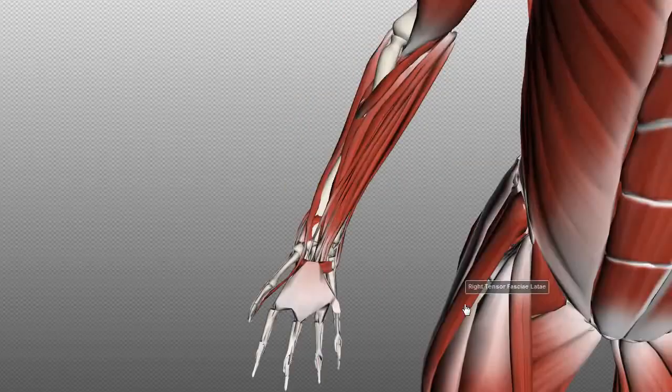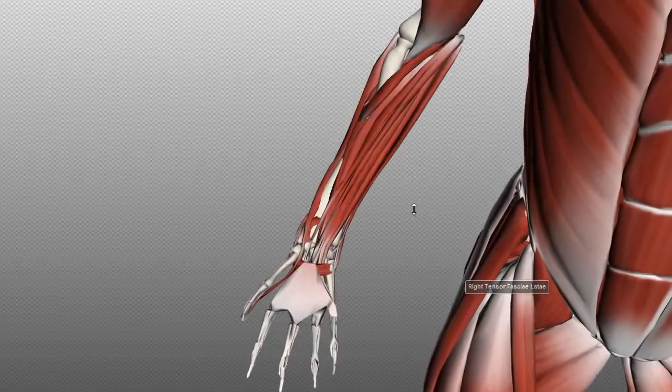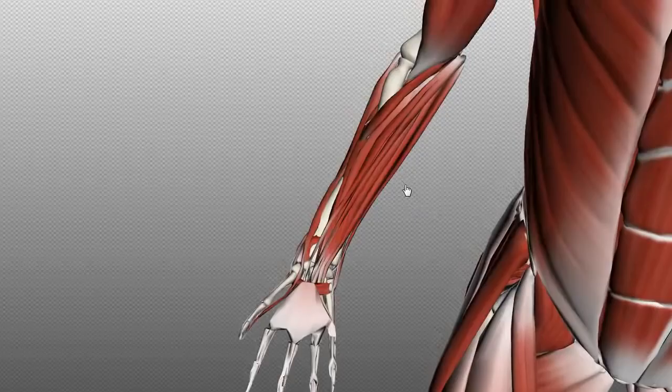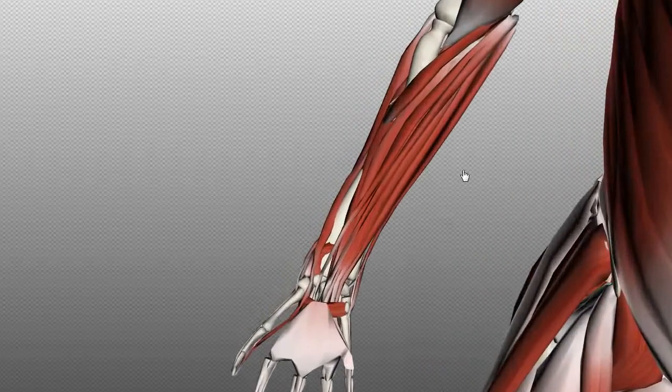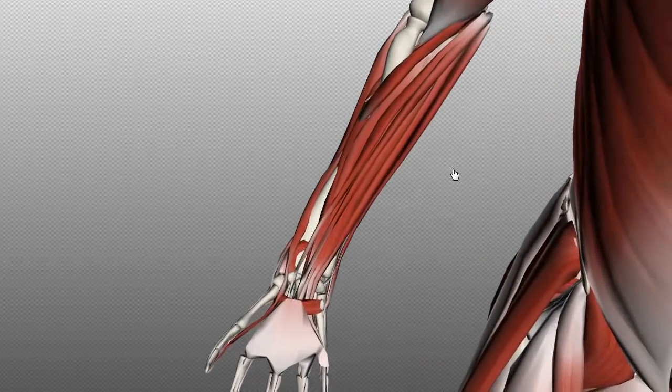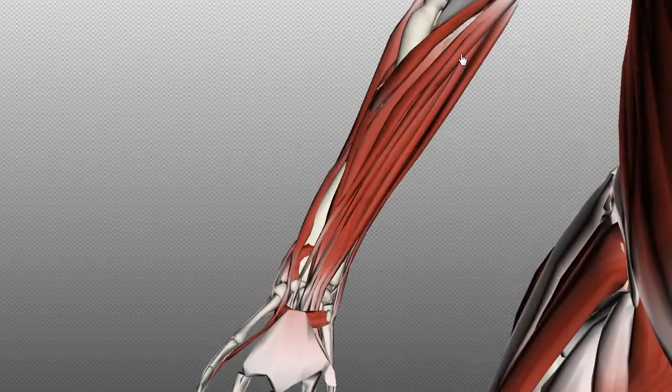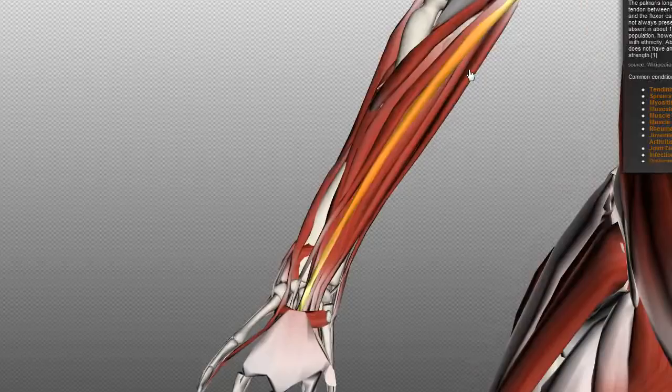So you've got three layers of muscle in the anterior forearm. You've got the superficial layer, the intermediate layer and the deep layer. So I'm just going to talk you through from superficial to deep these muscles. So in the superficial layer you've got four muscles. You've got the flexor carpi ulnaris, the palmaris longus, the flexor carpi radialis and the pronator teres. So I'll just start with this muscle here, which is the palmaris longus.